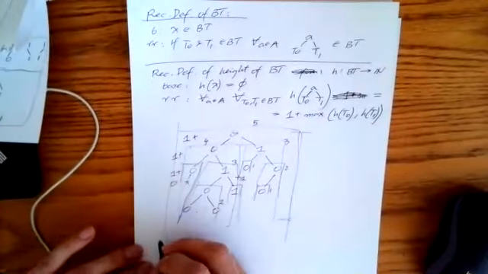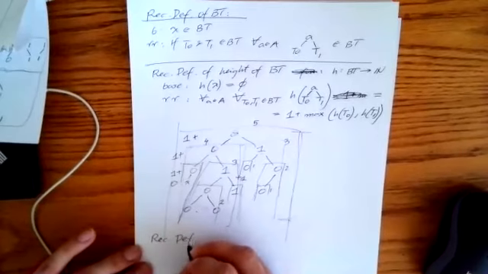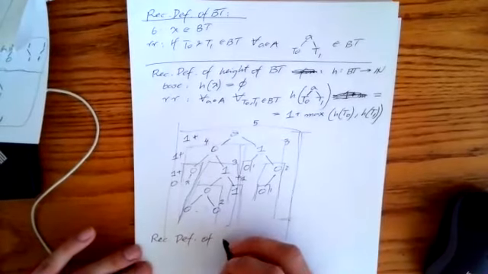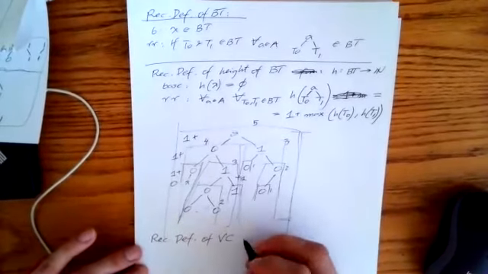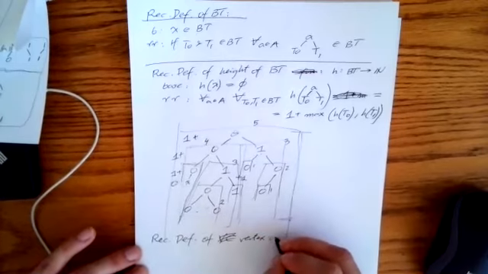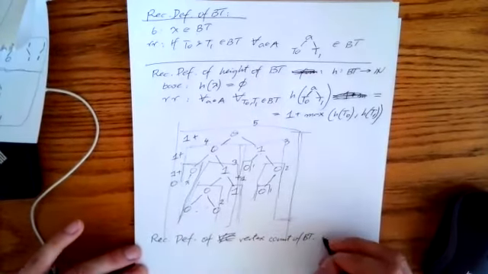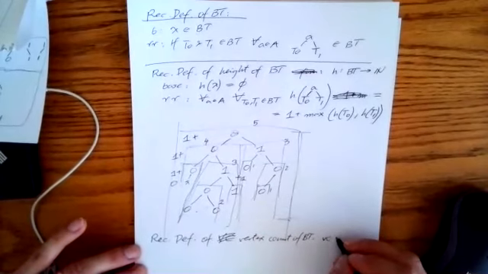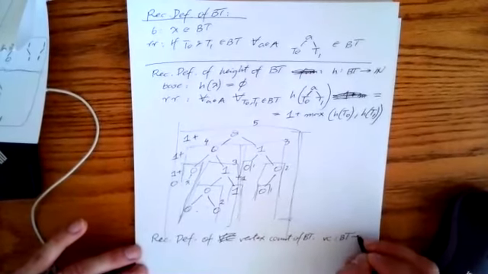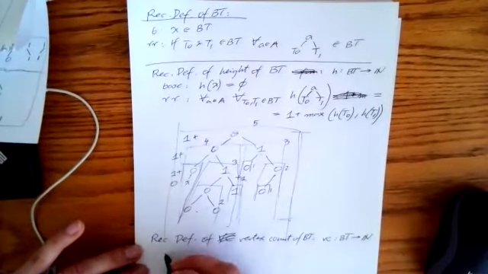So, okay, let's do a recursive definition of something else, the VC function, vertex count, of a binary tree. So it's another function, I'm going to call it VC, vertex count, that takes a binary tree and outputs an integer, and it's going to count vertices.